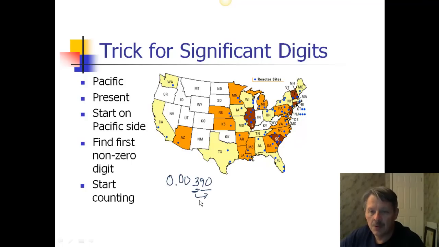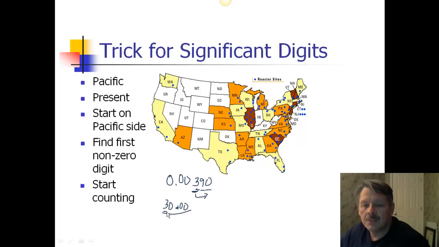And that's correct. If I have a decimal point in the number, even if it is 30.00, this is going to have 4 sig figs. The zeros count because there's a decimal point. I start on the Pacific side, I find the 3, and I count all the way to my other ocean. There are a total of 4 significant digits here, and 3 in this number.